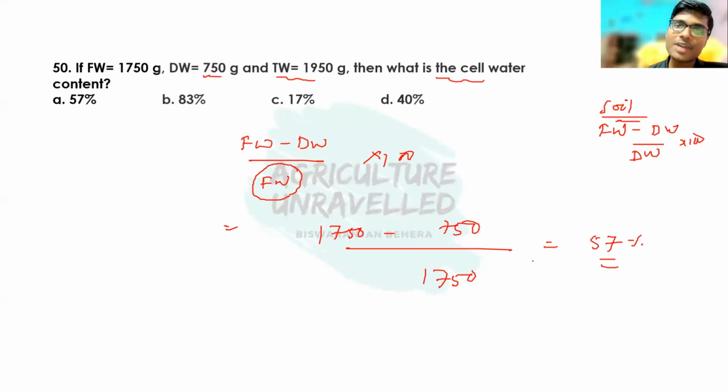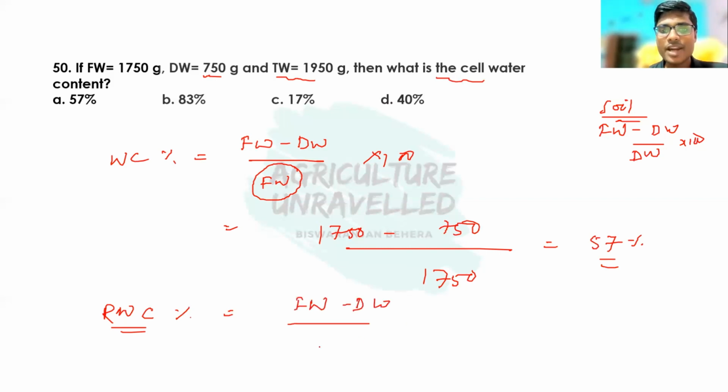Then another question can be asked: what is the relative water content? So that was the water content formula. Now the relative water content formula is fresh weight minus dry weight divided by turgid weight minus dry weight. So what is the total water that can be stored in a cell, and out of that, what is the actual moisture present in the cell? That is the relative water content.